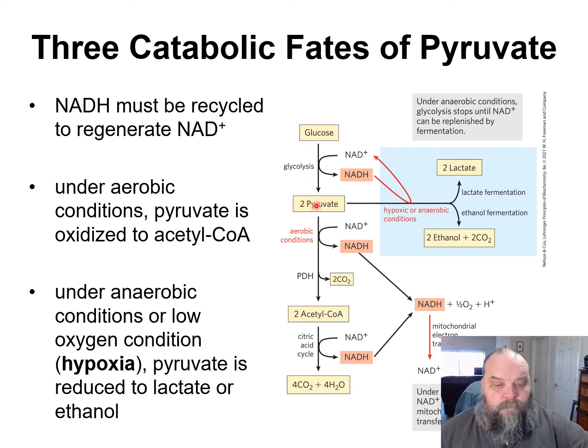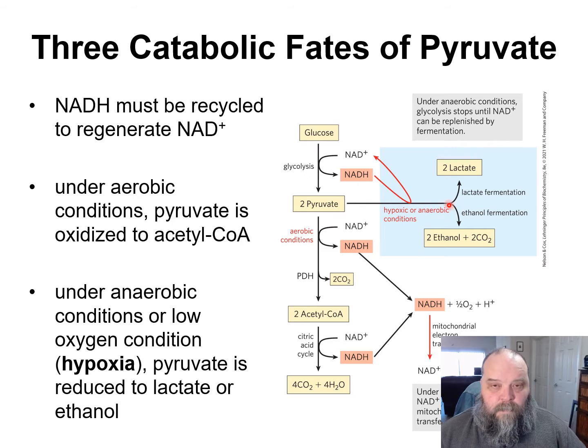And, well, what's going to happen now? A couple of things can occur. You can either go anaerobic or you can go aerobic. If it's anaerobic, pyruvate is going to be turned into lactate via lactate fermentation. It's going to be turned into ethanol during ethanol fermentation.